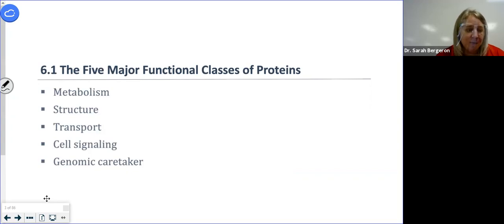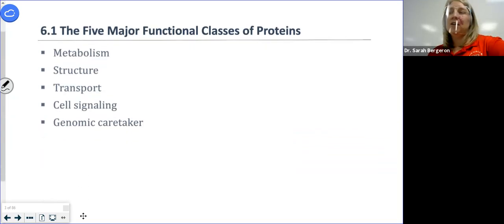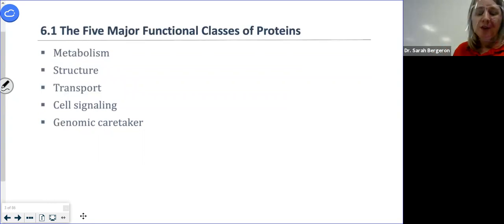So here are our 5 major functional classes of proteins. Let's talk about each one individually. So proteins that function in metabolism. What kind of proteins do we think these are going to be?